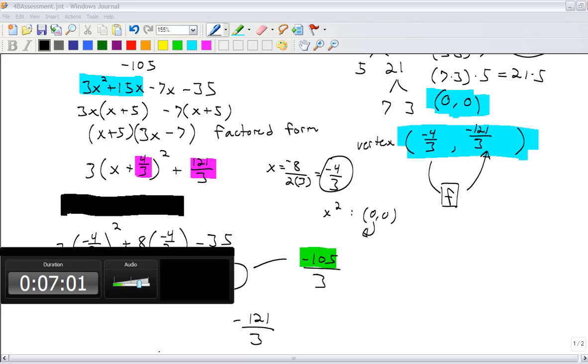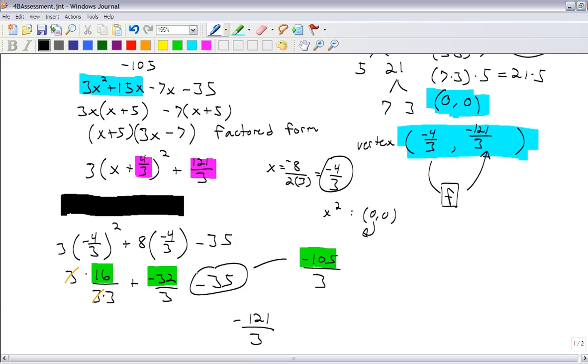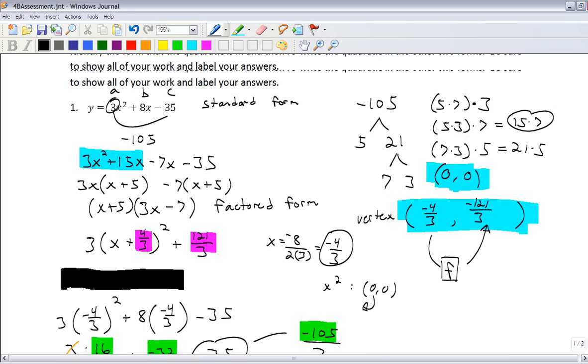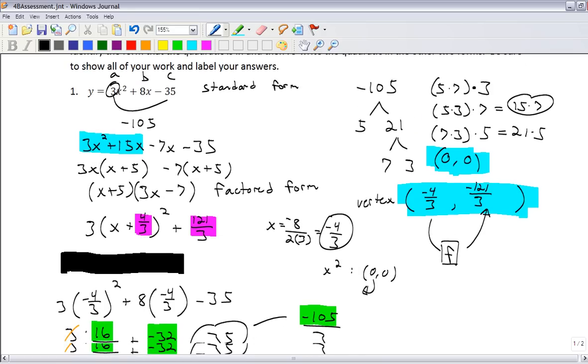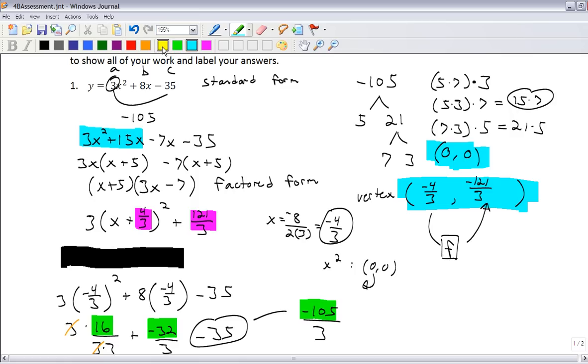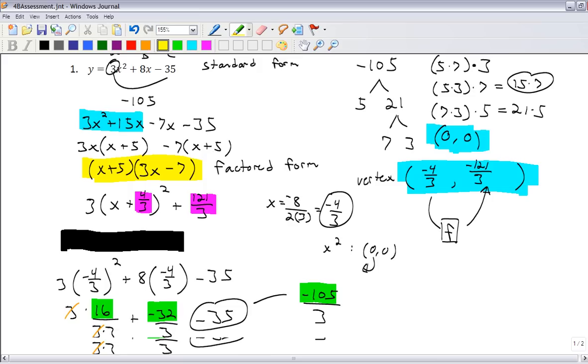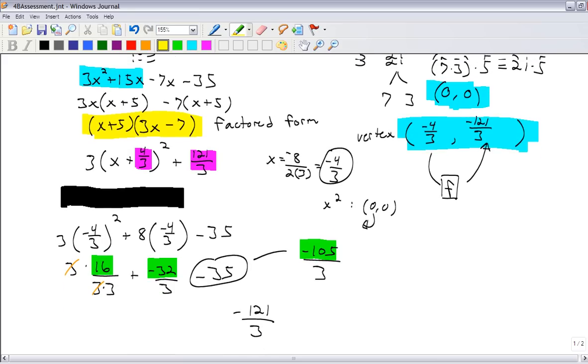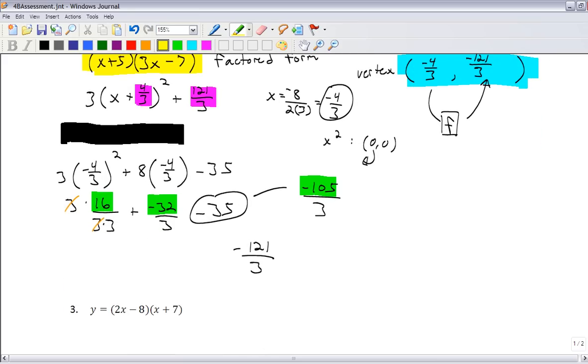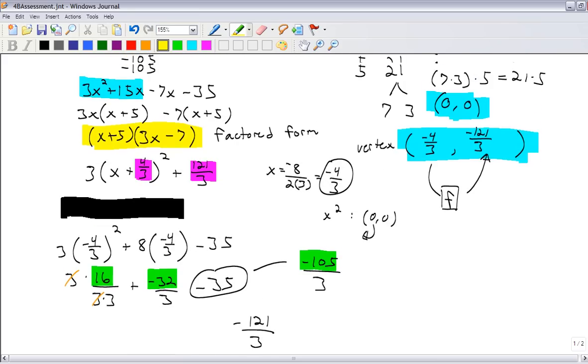I'll pause this real quick. Okay, so I think we're good on this problem, right? We got it in factored form. That's this answer in yellow. And we got it here in vertex form, right here, right below it. That's your vertex form.